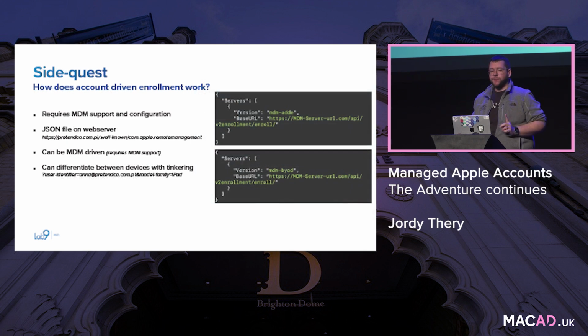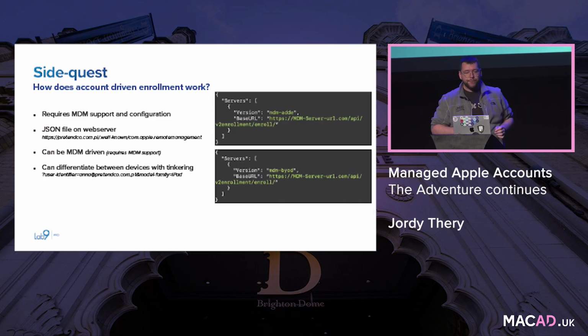So a little side quest, how does this actually work? You need a managed Apple account, of course, that's why it's in my presentation. And it requires MDM support, but I think most MDMs now support some way of account-driven enrollments. To implement it, you can choose between two things. You can either host a JSON file on your web server, or the whole experience can be MDM-driven, but I think for the MDM-driven part, it's only compatible with Mozilla and Jamf. Don't quote me on that.